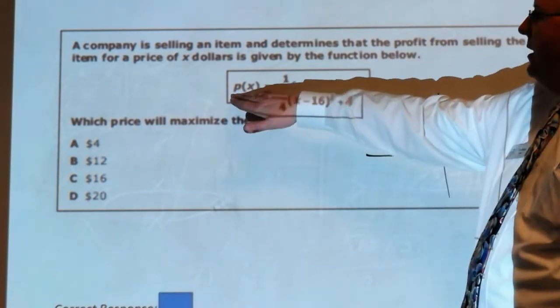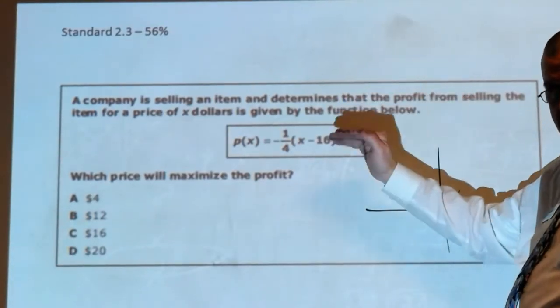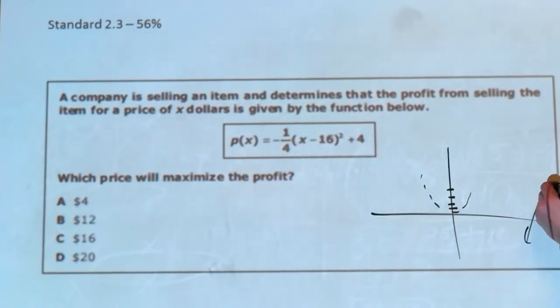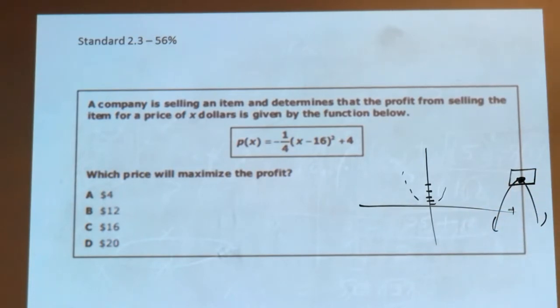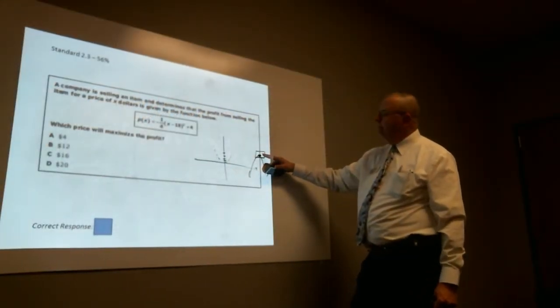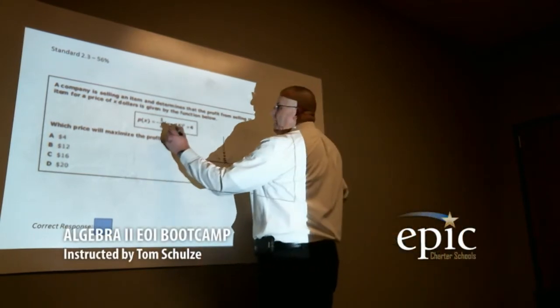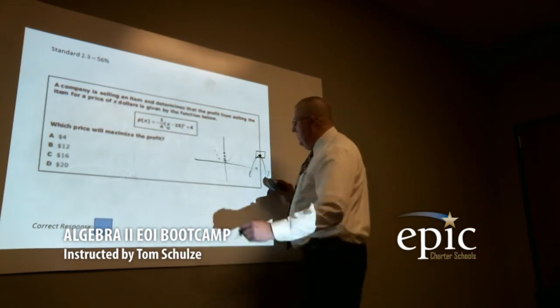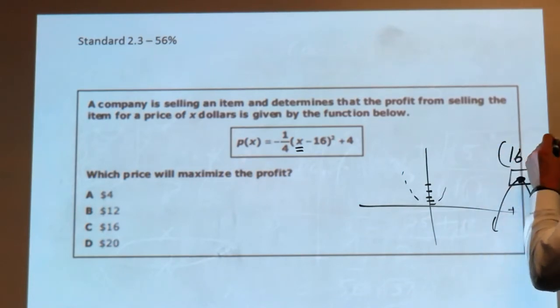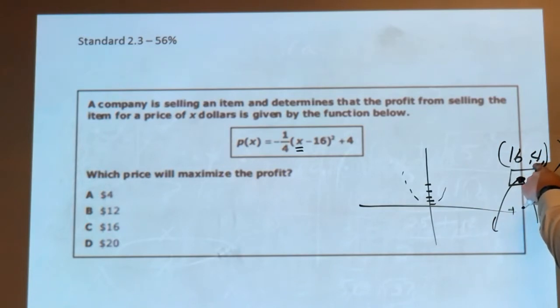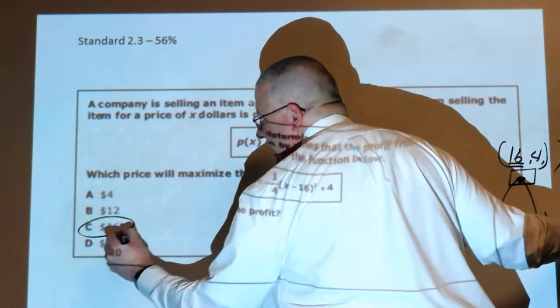They're asking, if this is a function that determines profit, what's the maximum profit? Where is that going to be? Well, that's going to be right here, correct? It says a company is selling an item that determines the profit from selling the item for a price of X dollars given by the function below. Which price will maximize the profit? Well, what's the highest value we have in there? X is the price, right? So my maximum profit is $4. My price is 16, right? Because when I input $16, I get a profit of 4. Does that make sense? So this has to be C.